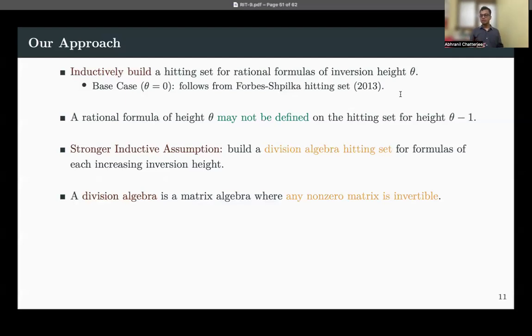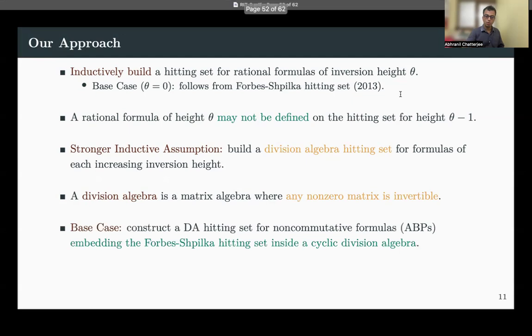In other words, suppose you construct a division algebra hitting set for height theta minus 1. Then you know that for any formula of height theta, if all its subformulas are non-zero on some point of the division algebra hitting set, that formula of height theta will also be defined on that point.